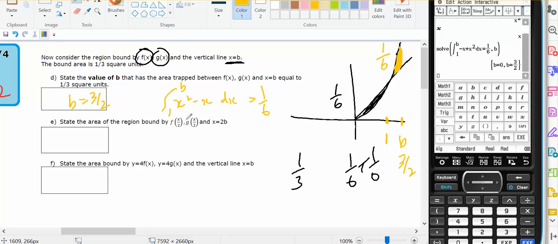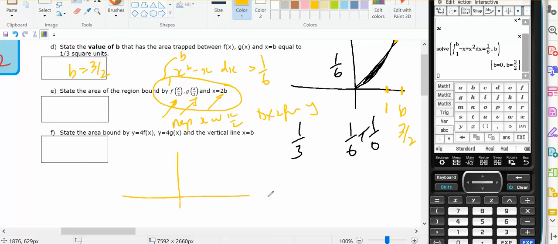State the region bound by this area here, by these lines. So if you replace x with x on 2, it's a dilation by 2 from the y-axis. The same here, and I've doubled my b to be 2b. So now I have going out to 2b, therefore the area should be doubled. So the area should equal not 1/3 but 2/3.